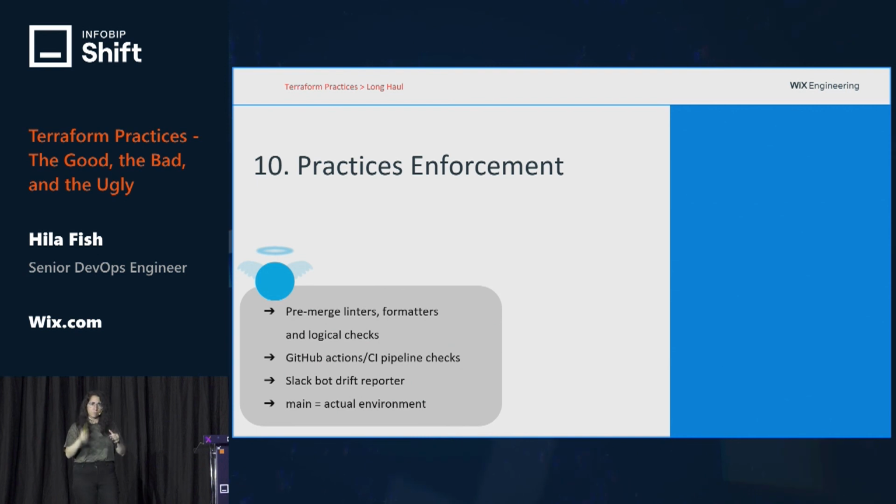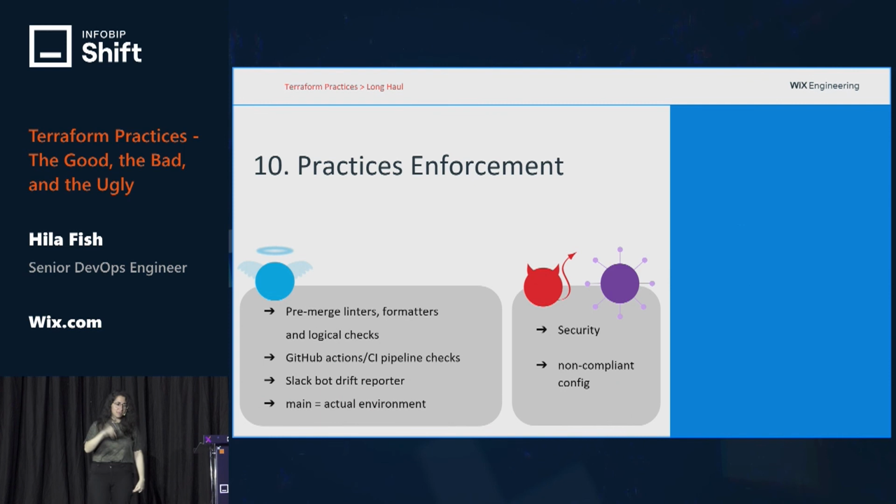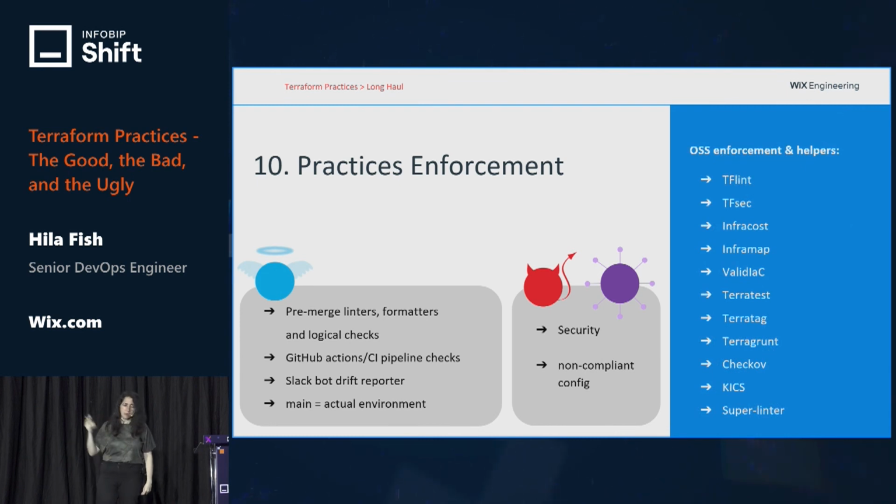So this is good, and it avoids having this Slack bot, and it's also a best practice to not have any drifts and to have the code in your main branch as your infrastructure that you actually have. The bad and the ugly here are not about using practices enforcement. It's like the other way around. If you don't use practices enforcement, then you could face some security issues and have non-compliant configuration get pushed to your code, and we don't want that. And on the right, I've put in some open source enforcement and helpers that will help you in your journey of integrating practices enforcement in your code base.